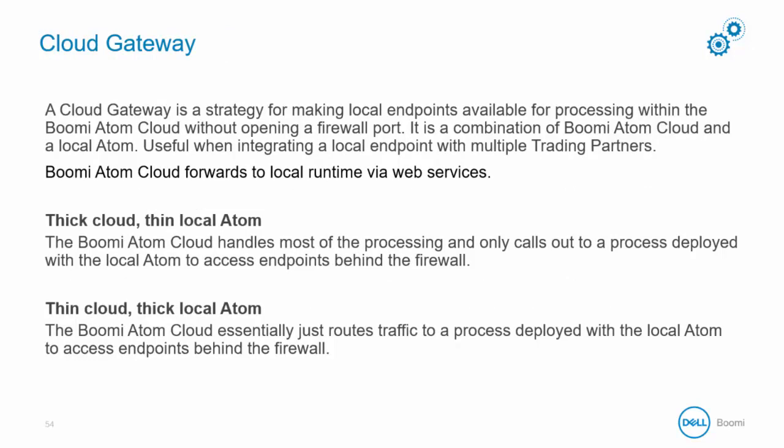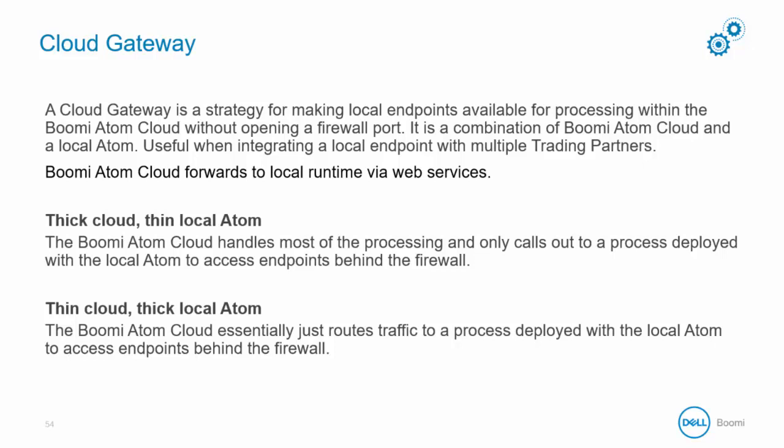Another specialized hybrid is a cloud gateway. We have said that local endpoints require a local Atom, but what if you want those local endpoints to interact with outside customers? Well, you can create a cloud gateway that your customer can hit, which will then send a request to a local Atom running a web service. This makes your local endpoint available for processing without opening it beyond your secured network.